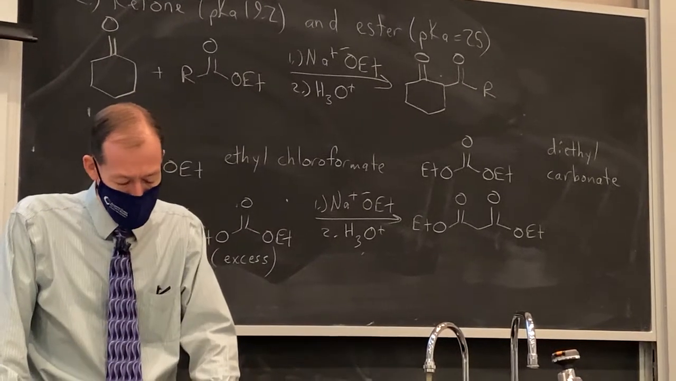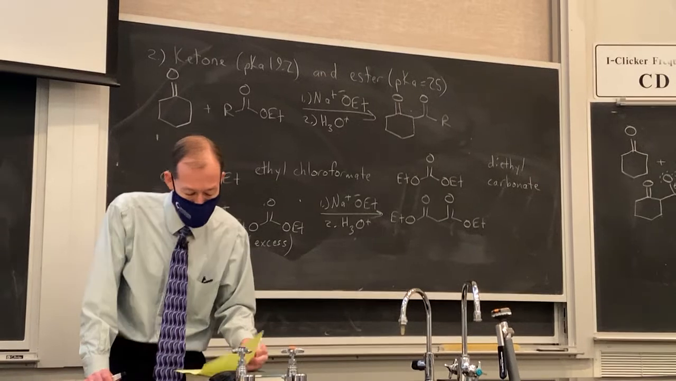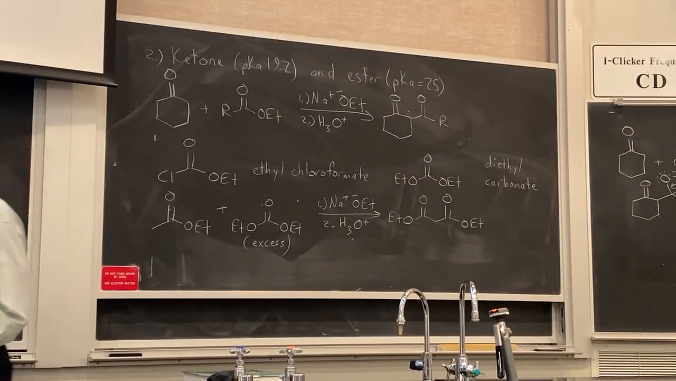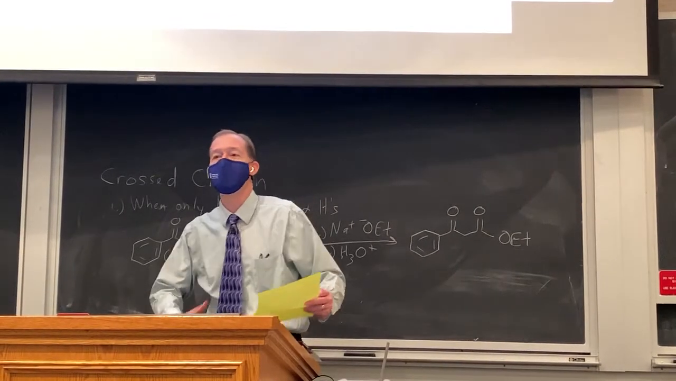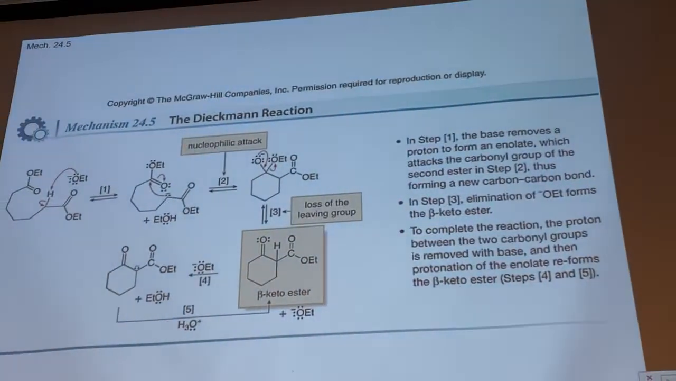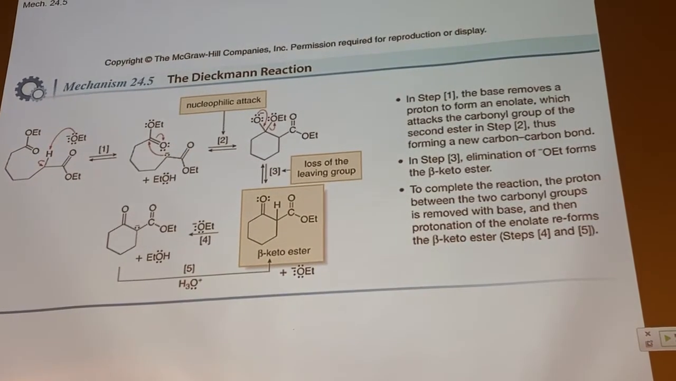All right, so the next reaction we're going to talk about is called the Dieckmann reaction, but it's simply an intramolecular Claisen reaction. I'm not sure how Dieckmann got his name attached to a reaction that was already named after somebody else, because it's the same as a Claisen reaction. It's just happening in an intramolecular sense, forming a new ring.